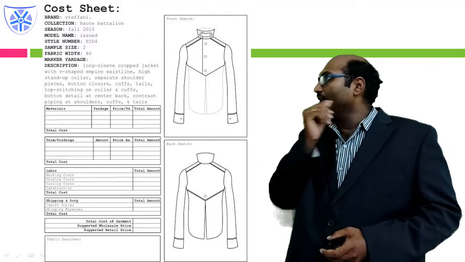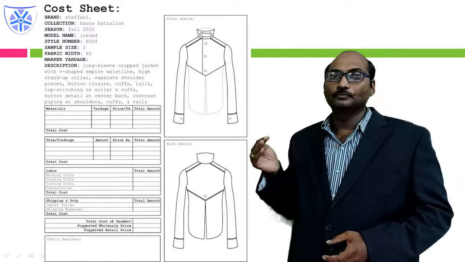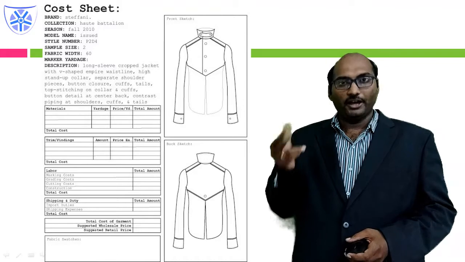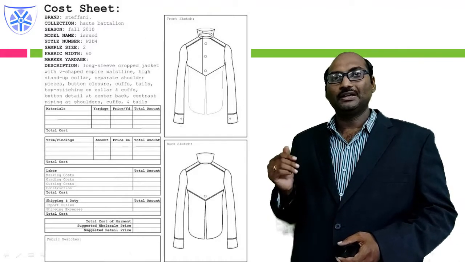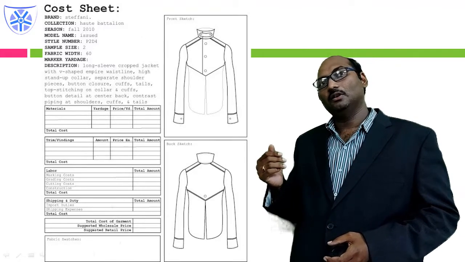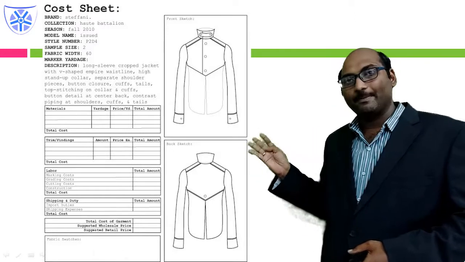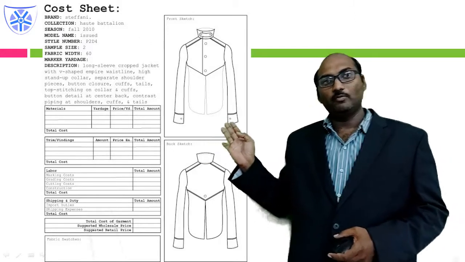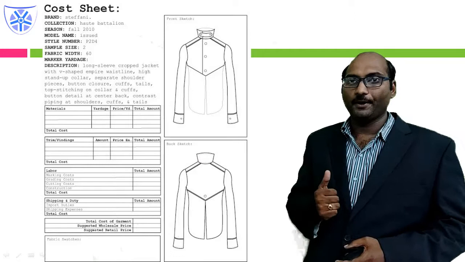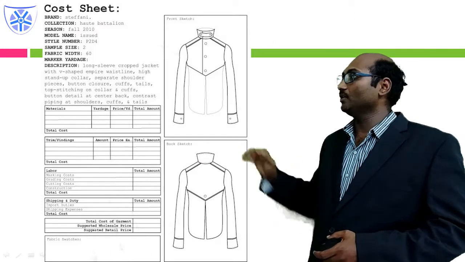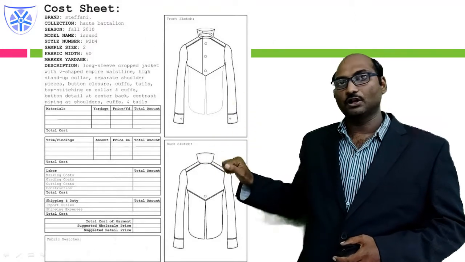Then other materials like care labels, sewing threads, lining and interlinings. Okay, all these things, or any appliques that are there. Whether the program requires washing or embroidery, like this. Everything is going to be mentioned in the cost sheet.